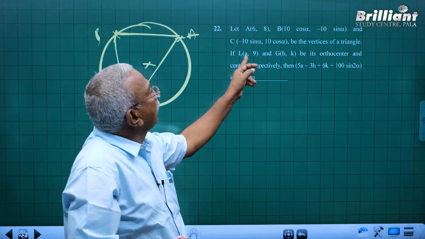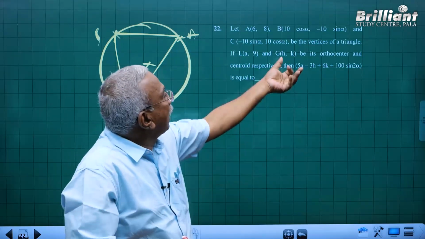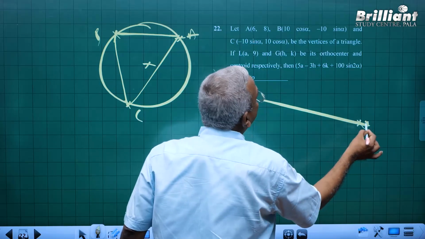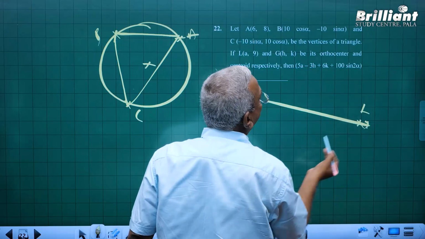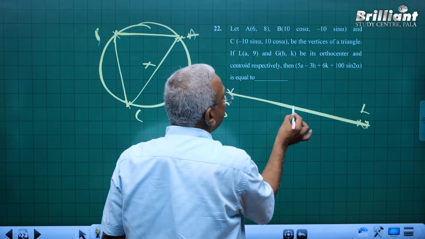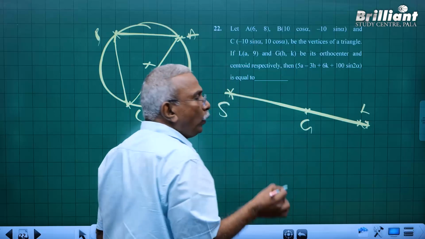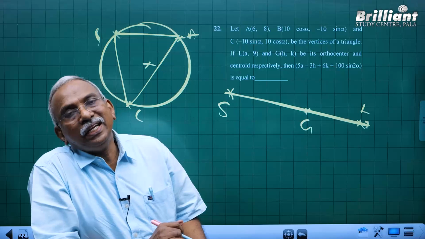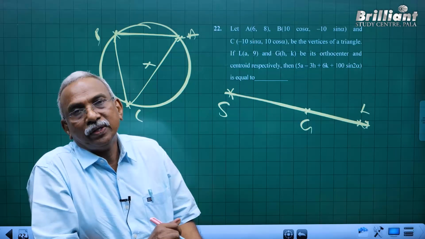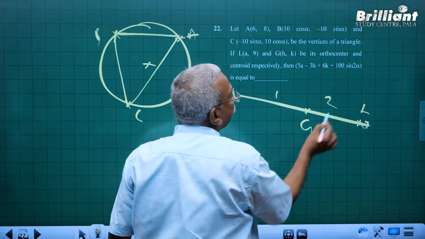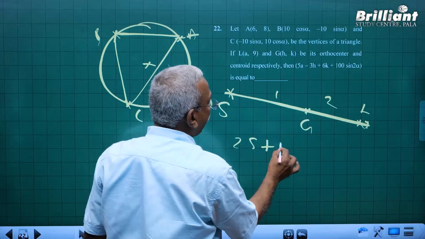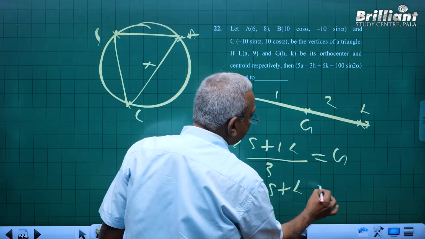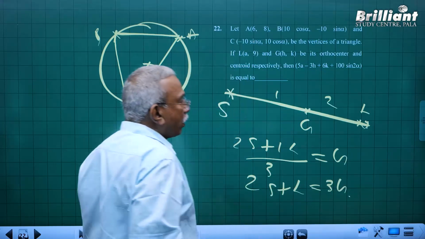So L(a, 9) is the orthocenter and G(h, k) is the centroid. This is the orthocenter and this will be the circumcenter. Then you can see this will be G. They are on the same line, that line is known as the Euler line, and G divides this line in the ratio 2:1. So 1:2, here it is 1 and that should be 2. That means 2S plus 1L divided by 3 is equal to G, which implies 2S plus L is equal to 3G. It's one of the important results.